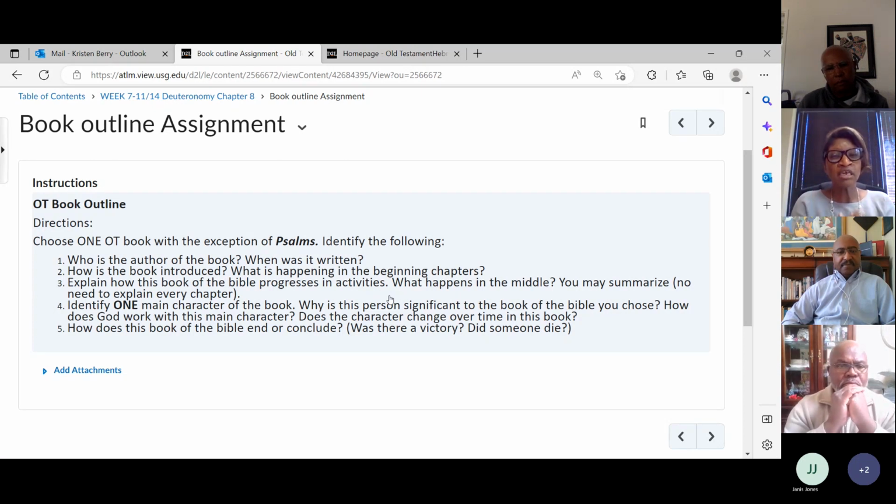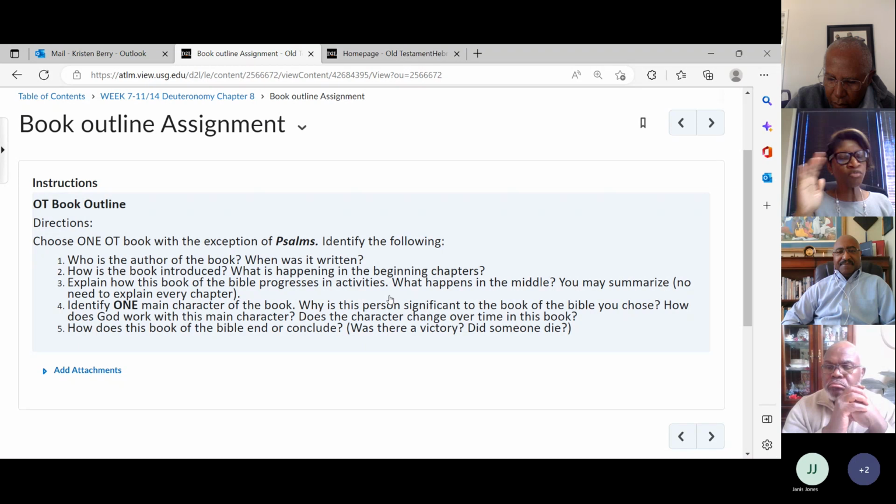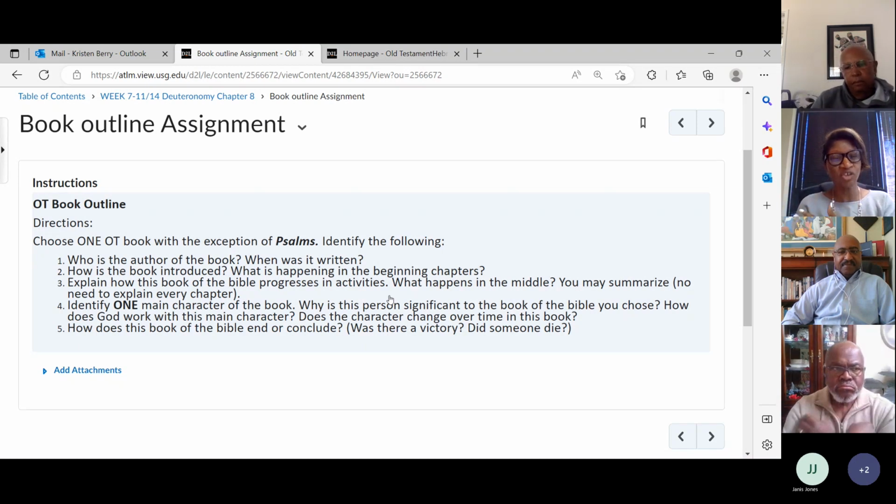So this is your opportunity to delve deeper into just one Old Testament book. Don't choose all of them, just one Old Testament book, with the exception of Psalms. Don't choose Psalms, okay, because it's a little bit different with Psalms. You have many Psalms. So with the exception of Psalms, I want you to pick one Old Testament book that you are curious about. There are five questions that you are going to identify in your research.